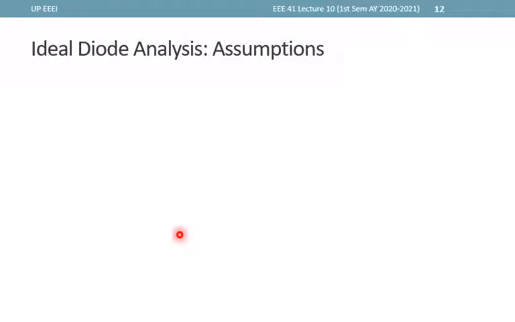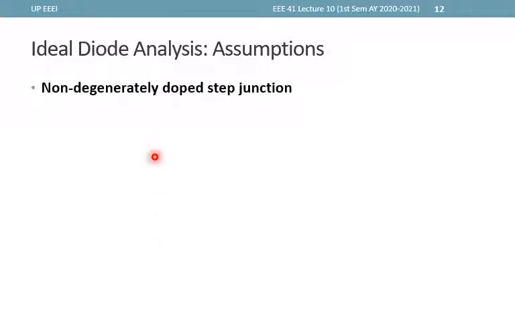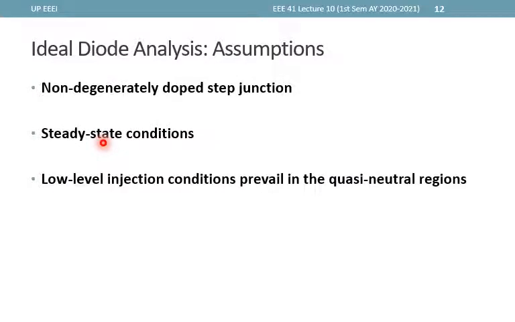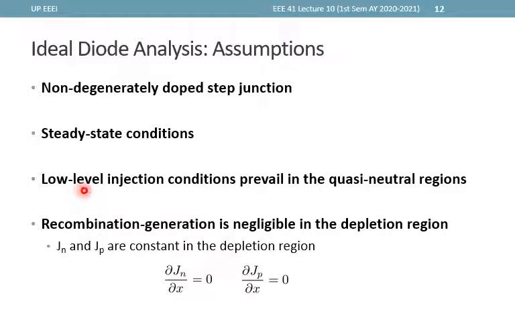Okay, what are the assumptions, therefore, if we are to do the process we have just outlined? So we'll start with a non-degenerately doped step junction. It can be easily adjusted to consider that one side is degenerately doped. So we'll start with this general one, and we also assume steady state conditions so that we get the DC current, that low level injection conditions prevail in the quasi-neutral regions to enable us to use the MCDE, and that the RG in the depletion region is negligible so that we end up with Jn and Jp being constant in the depletion region.